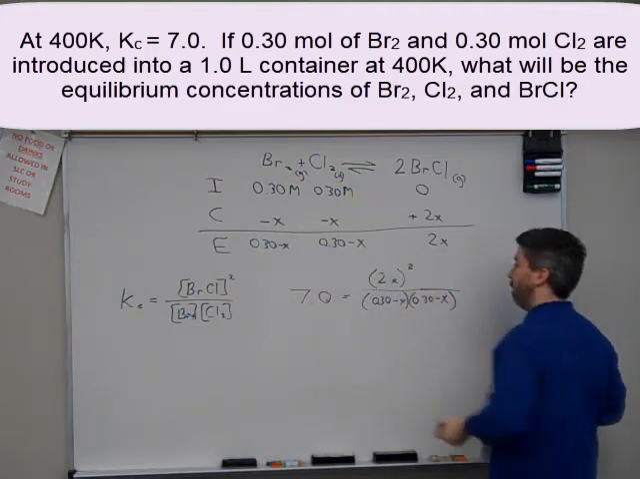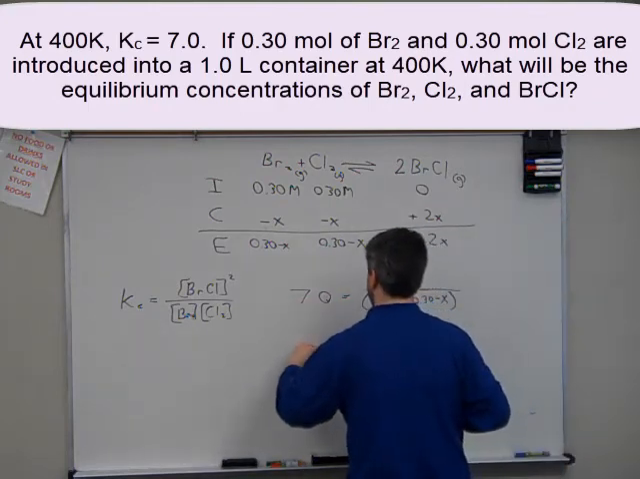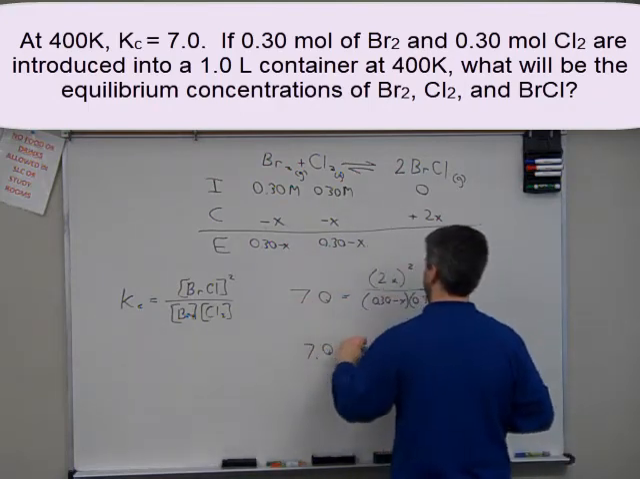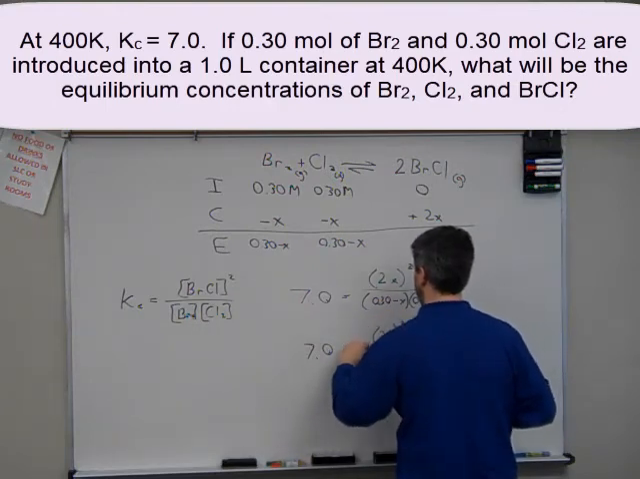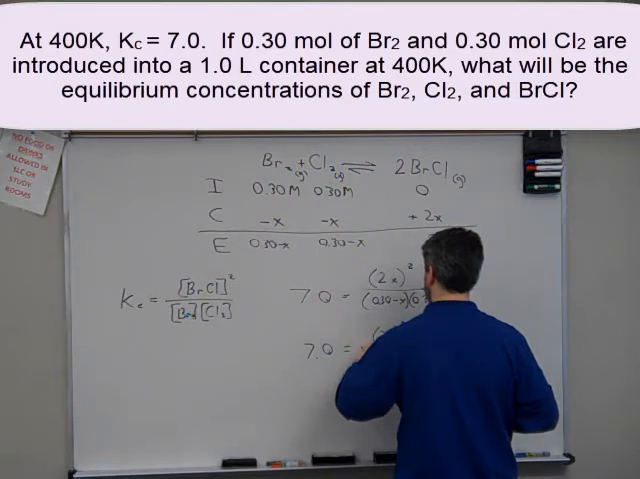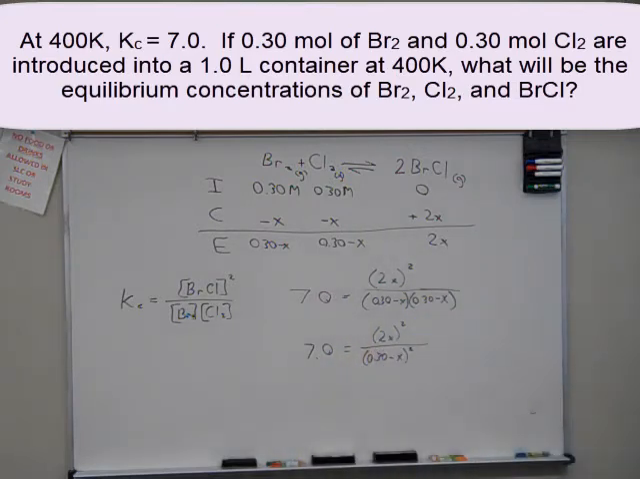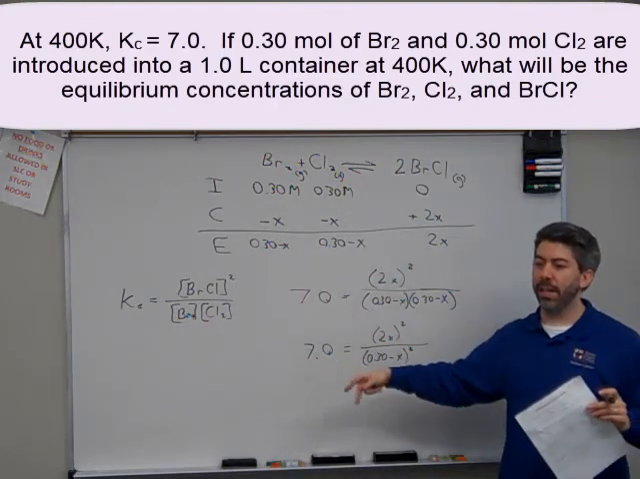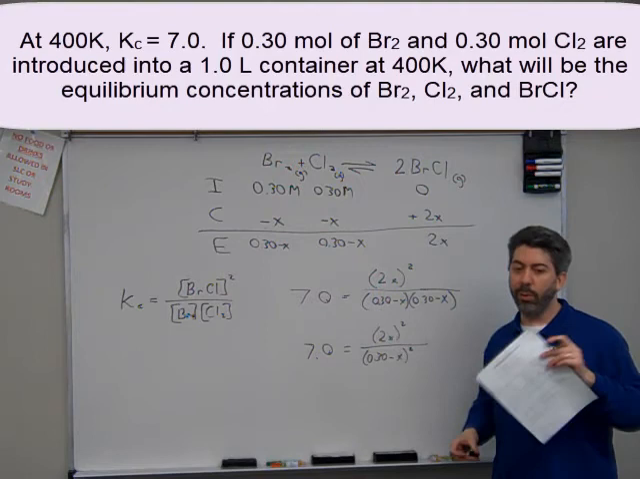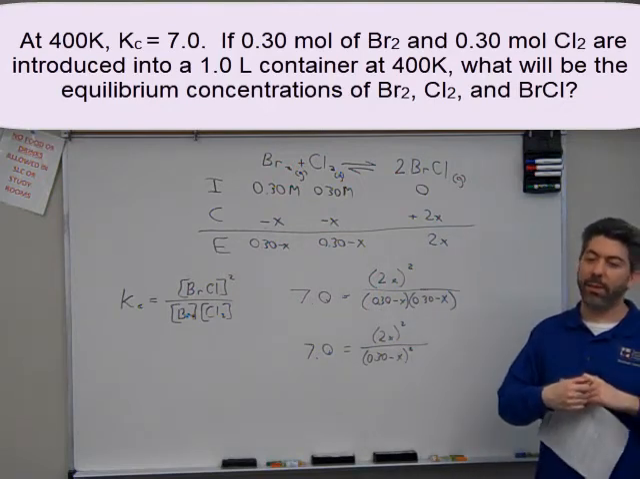Because this is the same, it's squared, so I can rewrite this as 7.0 equals 2x squared over 0.30 minus x squared. Now, if you wanted to, you could FOIL this, bring it over to the other side, set it equal to 0, throw it into the quadratic equation, and solve it. But I have a feeling you don't want to do that.